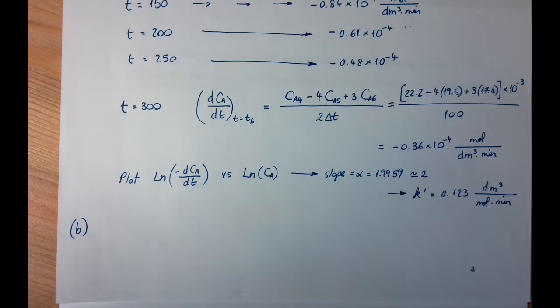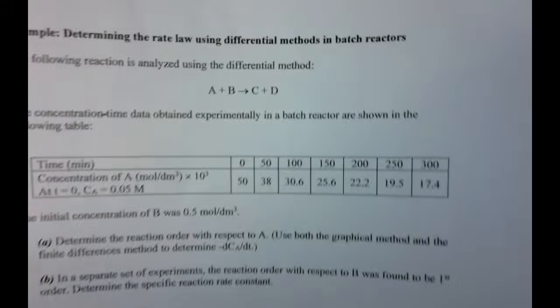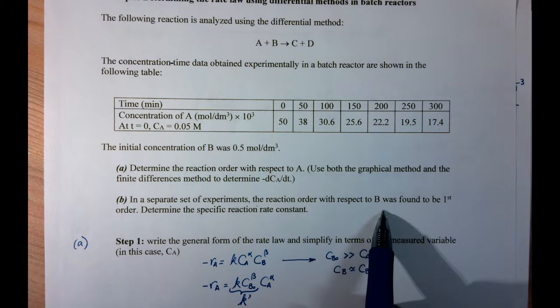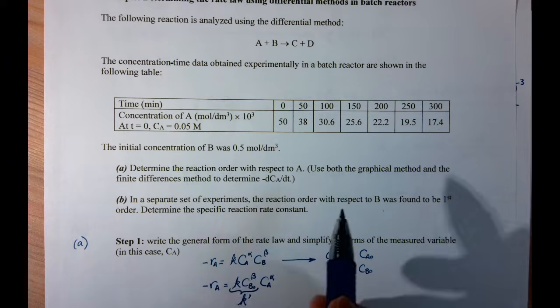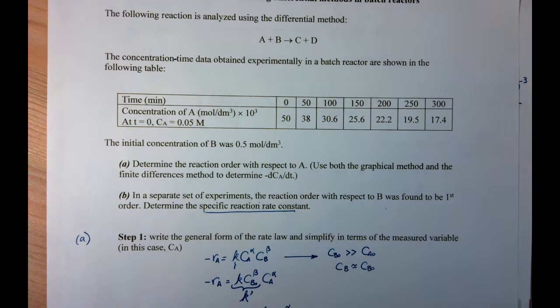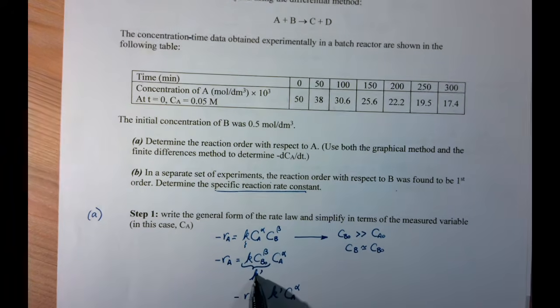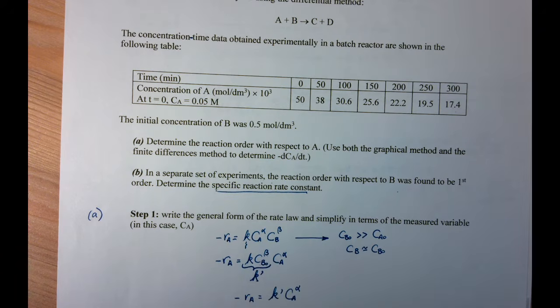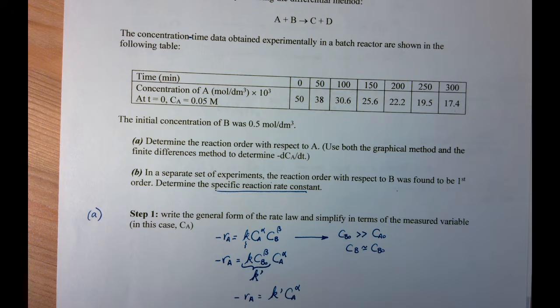So part B of the problem is telling us, in a separate set of experiments, the reaction order with respect to B was found to be first order. Determine the specific reaction rate constant. So it's asking us to find k. What we obtained earlier was k prime. And we cannot really calculate k until we know what the order in B is. And that's what part B is telling us. It's telling us that this beta value is 1. So once we have that, then we can solve for k.